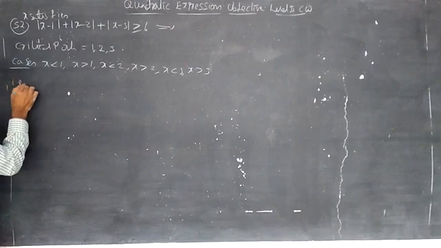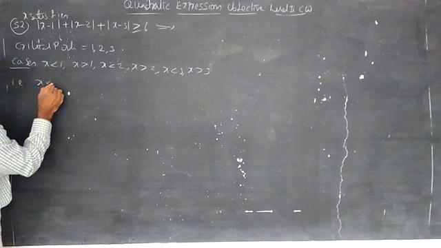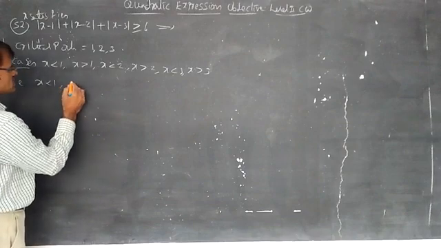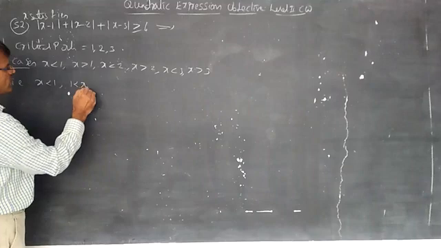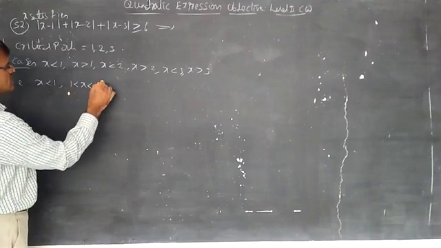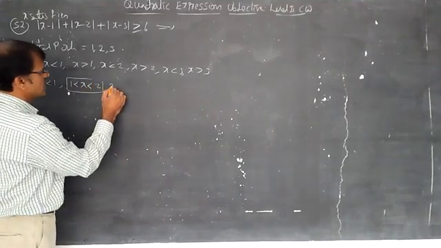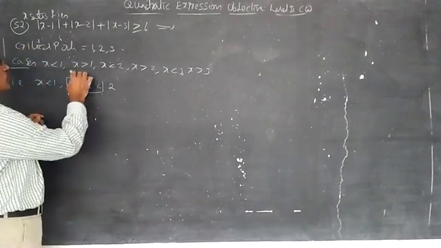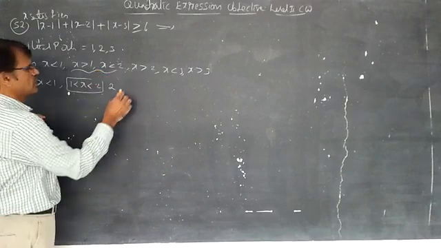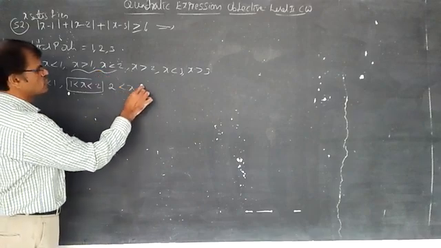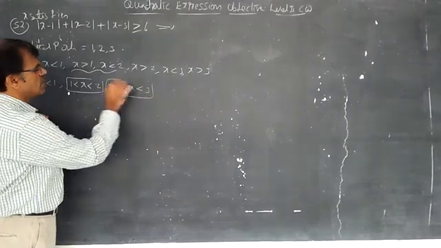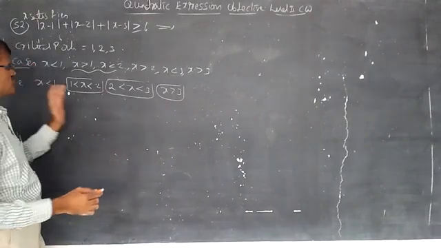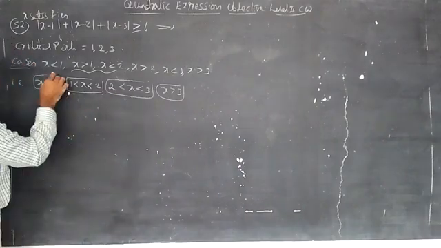The concept is that x less than 1 means the neighborhood 0 less than x less than 1. x greater than 1 means 1 less than x less than 2. Next, x less than 2 is completed, and x greater than 1. The concepts are like this only, and x greater than 2 means 2 less than x less than 3, and x greater than 3. Like that, the 4 cases should now be defined.